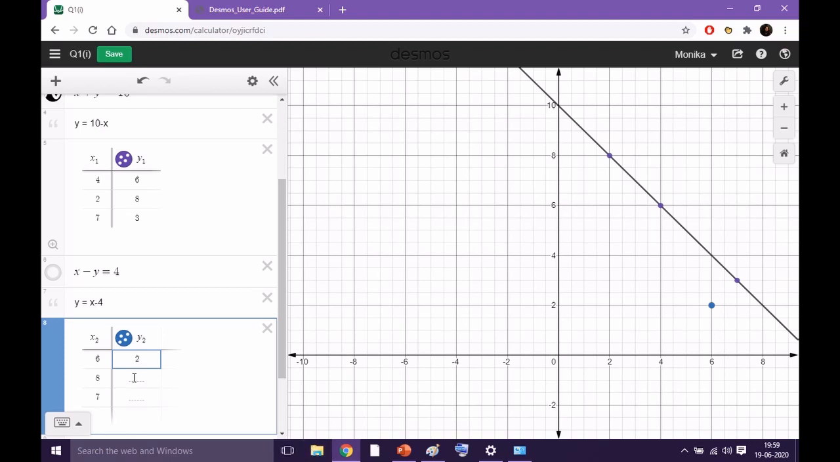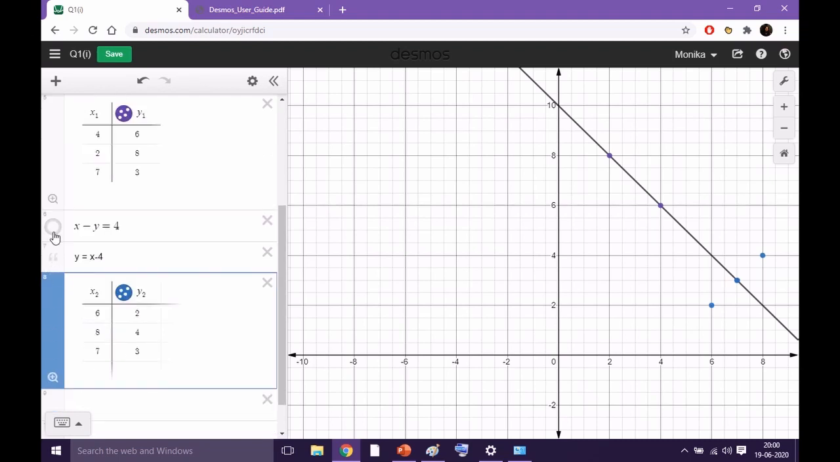Then I have taken 8. Then here I will get (8, 4). Next is 7, so it will be (7, 3). The point is the same as what we got in the earlier equation also, (7, 3). Now we will see what type of line we are getting here. When I check this, I will see that the line is this one. Now we got two lines because there were two equations given.